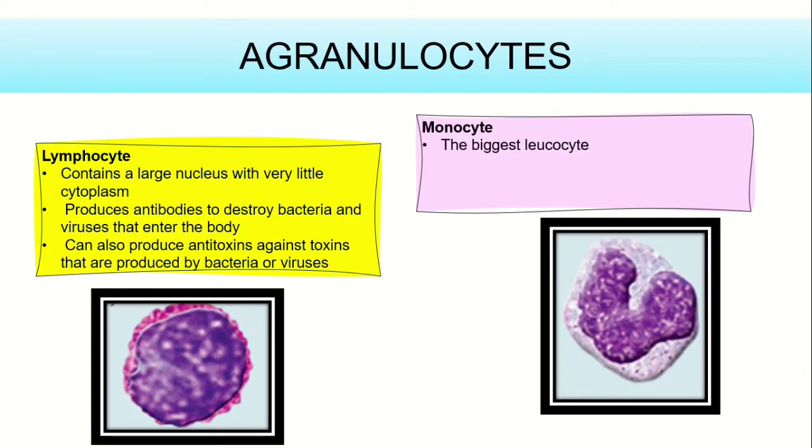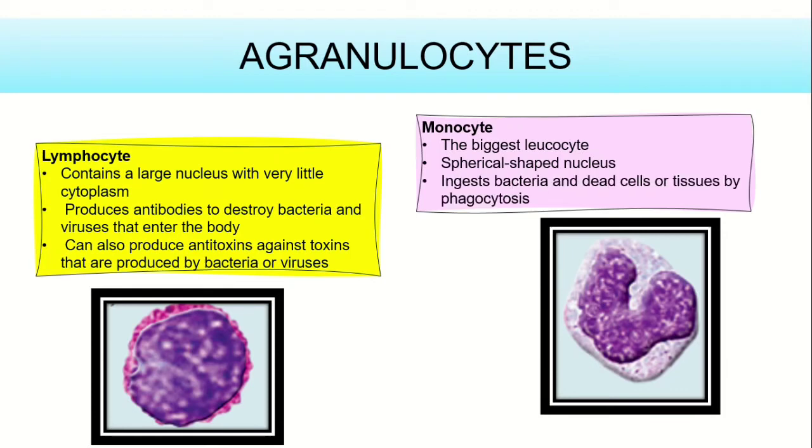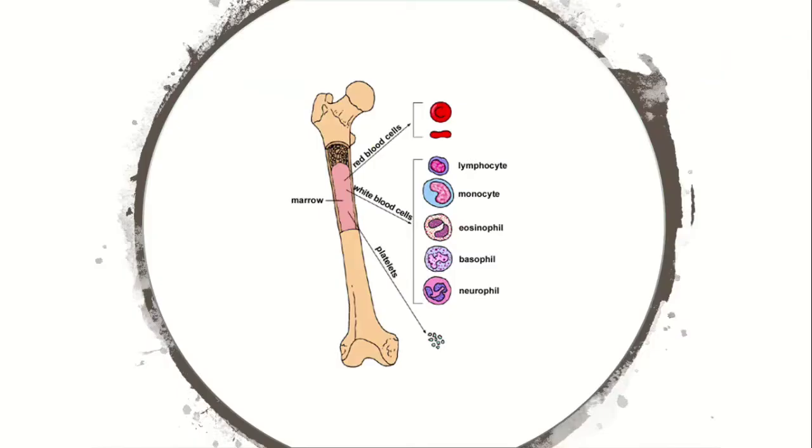Last one is the monocyte. It is the biggest leukocyte. It has a spherical nucleus and its function is to ingest bacteria and dead cells or tissue by phagocytosis. The diagram shows the bone marrow where the red blood cells, white blood cells and platelets are formed.